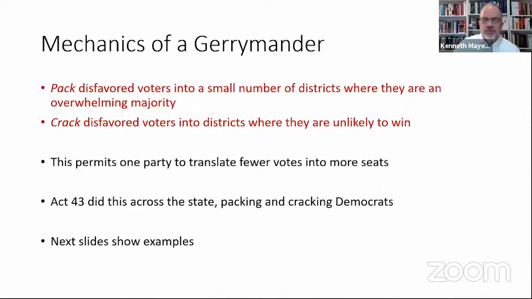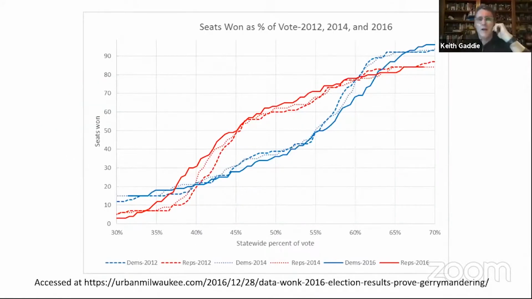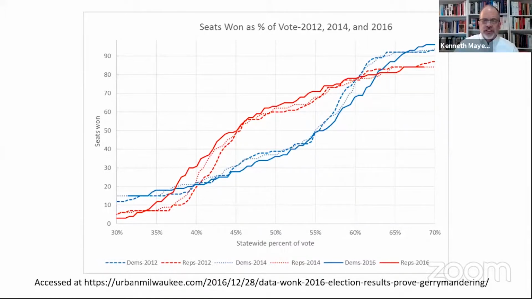Actually, can we hold off? There's one point I would like to make on the previous slide. If you look at the blue lines, which reflect the number of seats that the Democrats would be expected to win at a given percentage of the vote, it shows that Democrats would need to win over 55% of the vote in order to obtain a majority of seats.